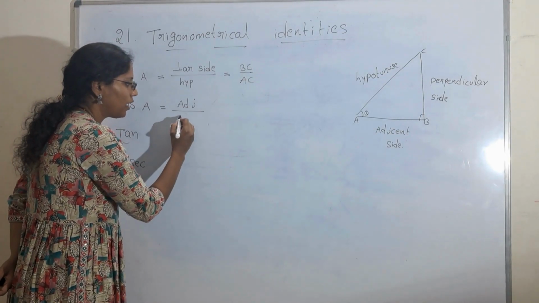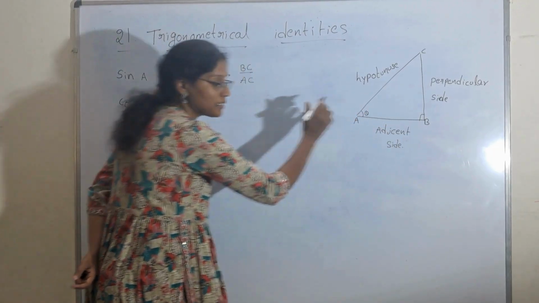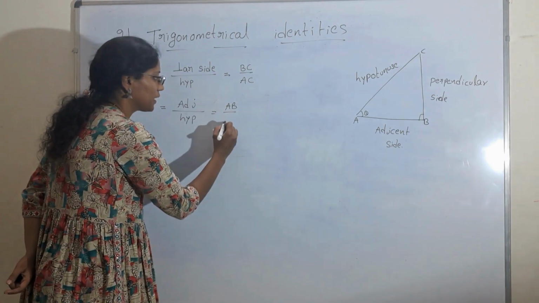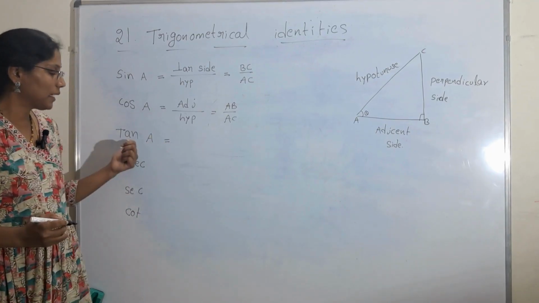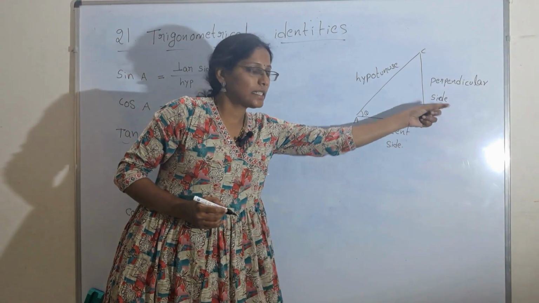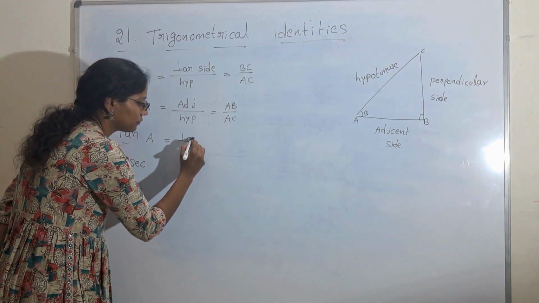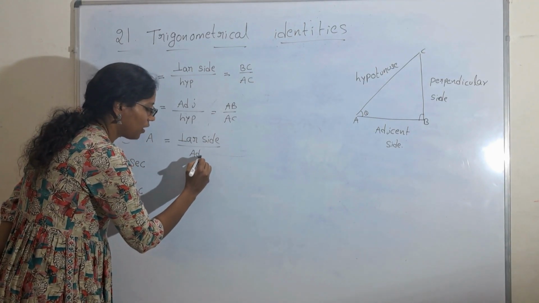Next, cos A means adjacent side by hypotenuse. What is the adjacent side from the diagram? AB is the adjacent side, and the hypotenuse is AC. Tan A means perpendicular side by adjacent side.